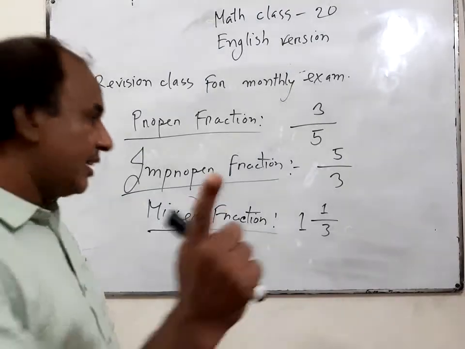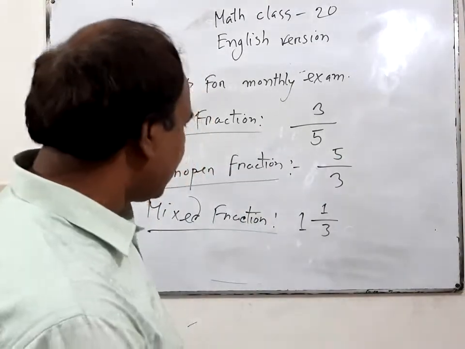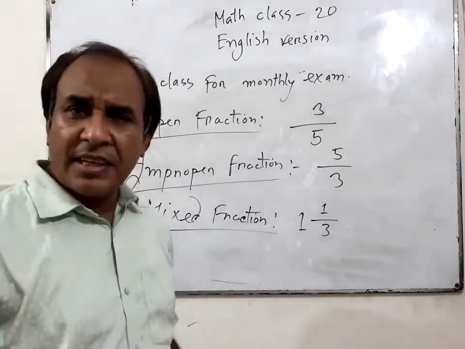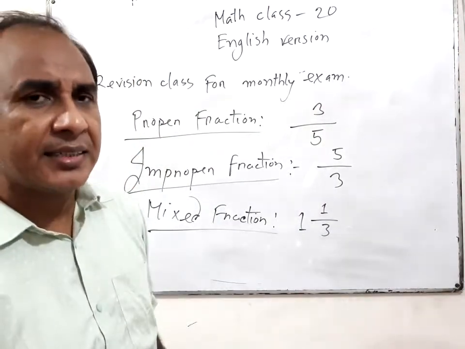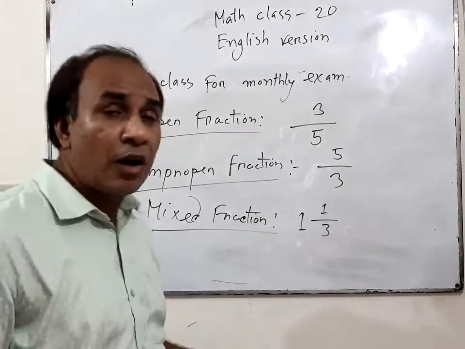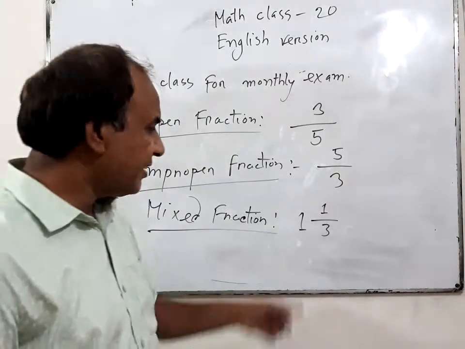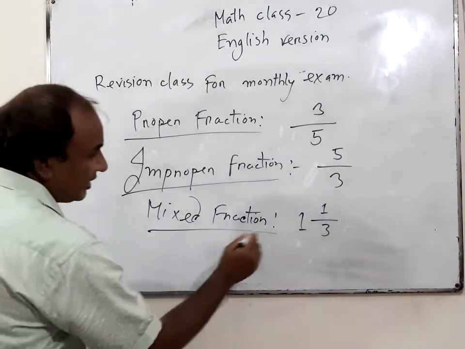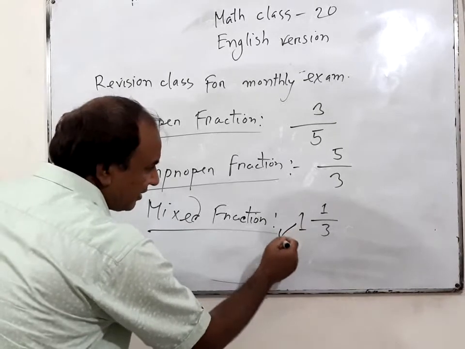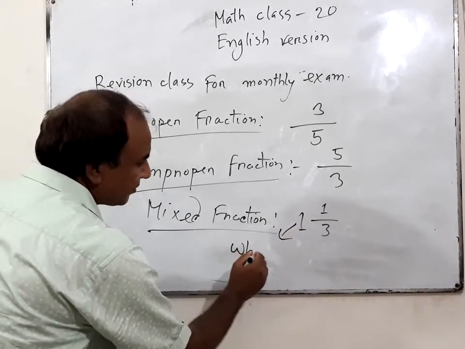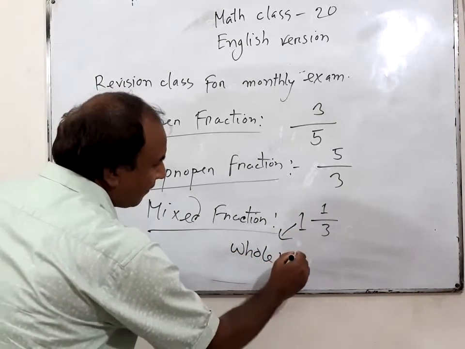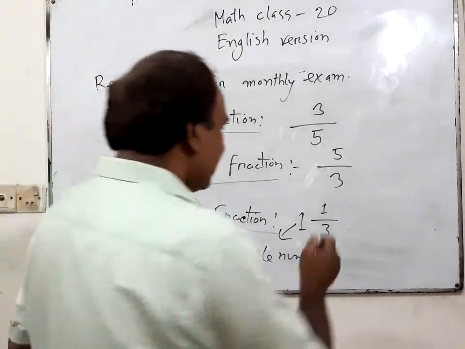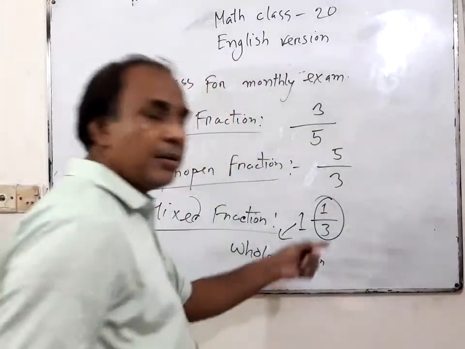There is one important question. In a mixed fraction, what do we have to call the integer part? The integer part we have to call a whole number. Integer part is 1, we have to say it is a whole number. And this one is the proper fraction.